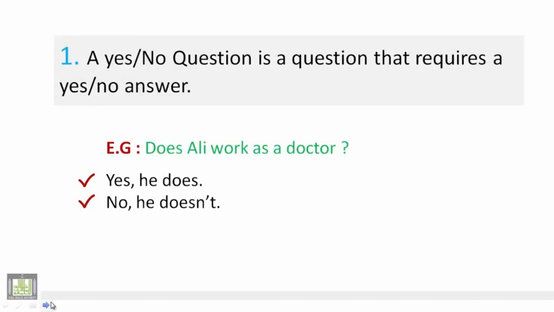هذا المقصود ب yes/no question. لاحظ السؤال يتطلب إجابة إما بنعم أو لا حصرا. ليست هناك أي نوع من المعلومات التي يمكن أن تقدمها في سؤال من هذا النوع.